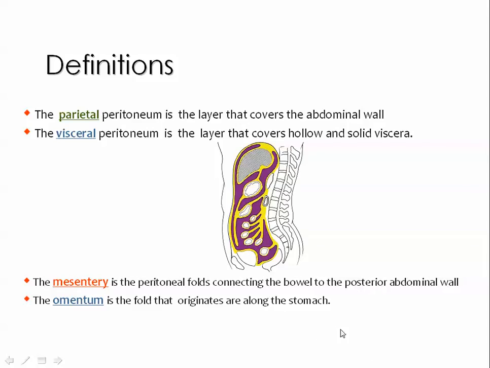We have said that the omentum is the fold that is related to the stomach. The lesser omentum is related to the lesser curve, and the greater omentum is related to the greater curve of the stomach. And the mesentery is the peritoneal fold which is connecting the bowel to the posterior abdominal wall. A good example here is the mesocolon, which is connecting the transverse colon to the posterior abdominal wall.